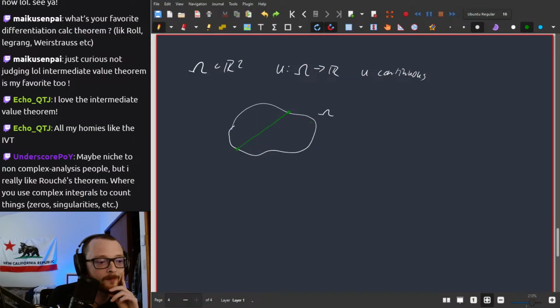As long as you need to be sure that the line is contained within the set, so you can be in danger with non-convex sets, or like this line here would be a no-go, so you should be careful about that. But other than that, yeah, it's a good one.